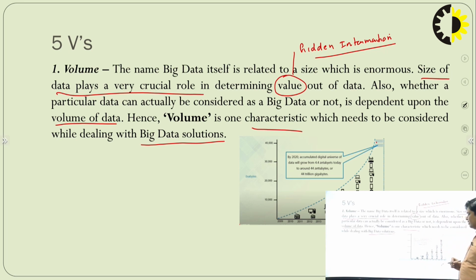You will see here the data in bytes, and this is the scenario up to 2020 of how data will be increasing day by day. By 2020, the accumulated digital universe of data will grow from 4.4 zettabytes today to around 44 zettabytes, or 44 trillion gigabytes. According to this picture, you can analyze the difference between the era of 2009 and the era of 2020. You will see how big data is exponentially growing from 2009 to 2020.